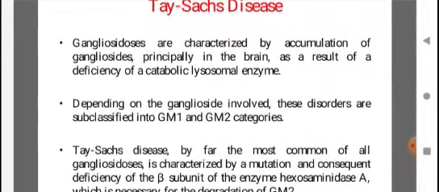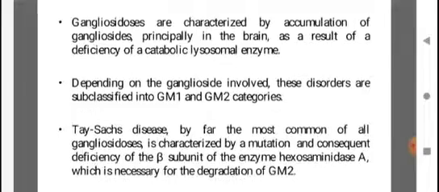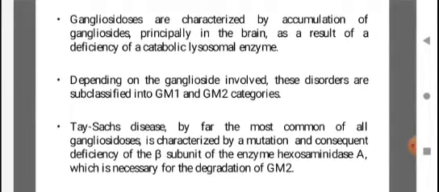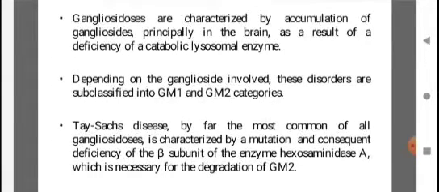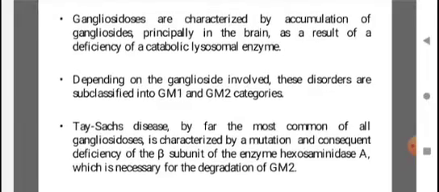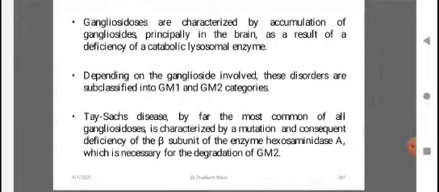It is a gangliosidosis, characterized by accumulation of gangliosides principally in the brain as a result of deficiency of a catabolic lysosomal enzyme. Depending on the ganglioside involved, these disorders are subclassified into GM1 and GM2 categories. Tay-Sachs disease is by far the most common of all gangliosidoses, and it is characterized by mutation and consequent deficiency of the alpha subunit of the enzyme hexosaminidase A, which is necessary for degradation of GM2. So in absence of this enzyme, it results in Tay-Sachs disease.